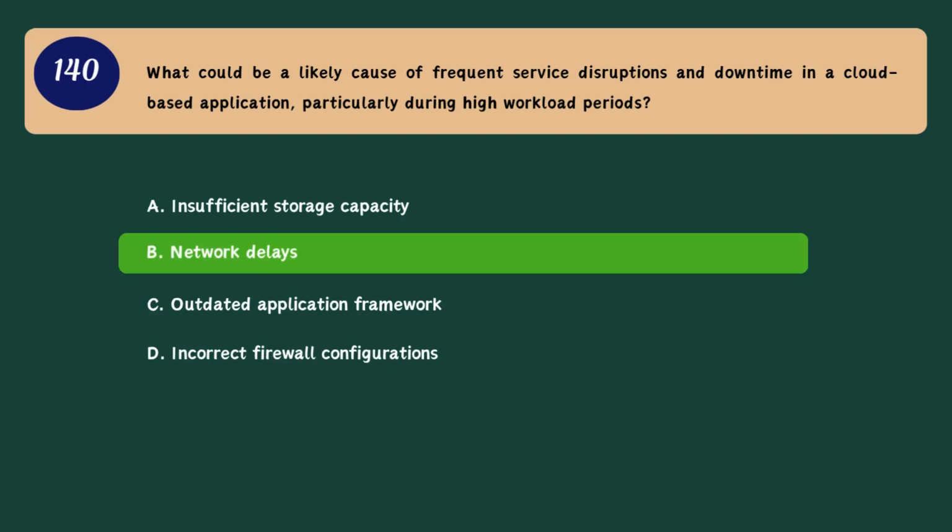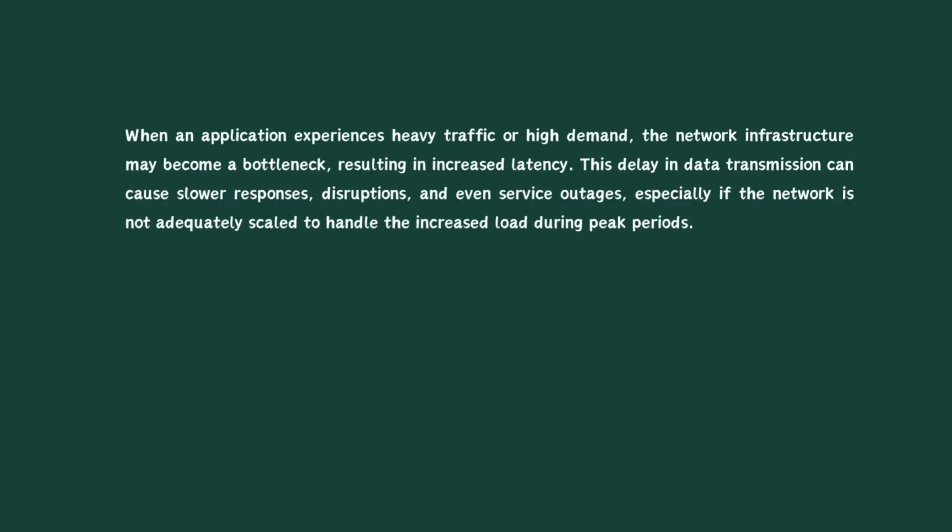Correct answer. B. Network delays. When an application experiences heavy traffic or high demand, the network infrastructure may become a bottleneck, resulting in increased latency. This delay in data transmission can cause slower responses, disruptions, and even service outages, especially if the network is not adequately scaled to handle the increased load during peak periods.